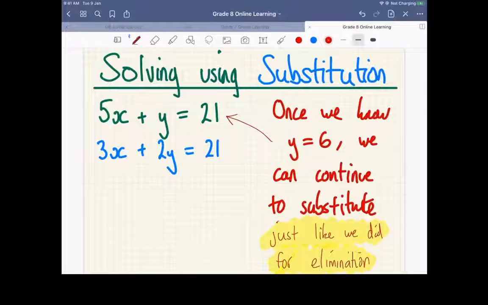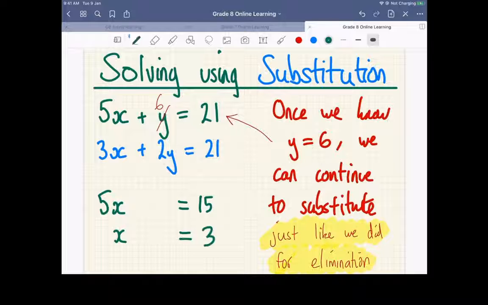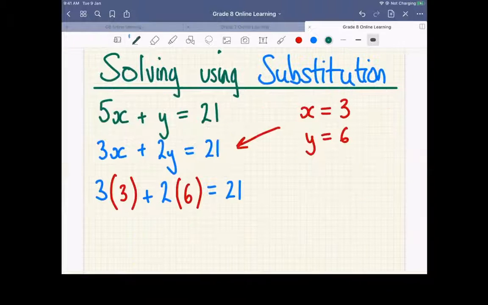So, just like elimination, we're going to put y equals 6 in here, which if we put in 6, gives us a nice, much more simple equation. We just now know that 5x, we take away the 6, 5x must be worth 15, x is therefore worth 3. Once we know x is 3 and y is 6, we put them both into the second equation. So we get 9 and 12 is equal to 21, which we can see works.